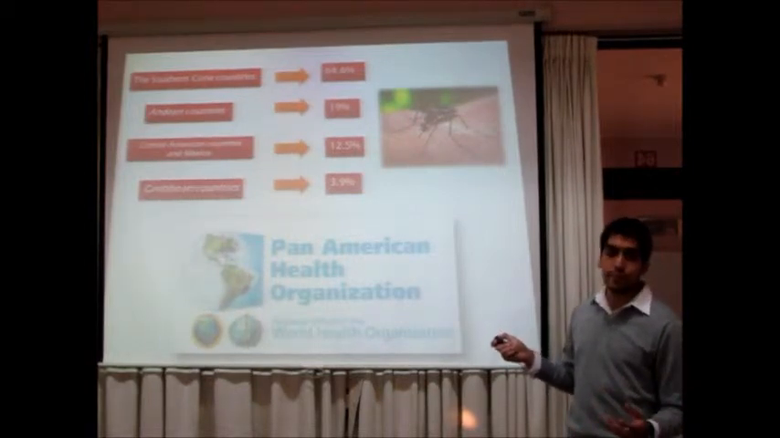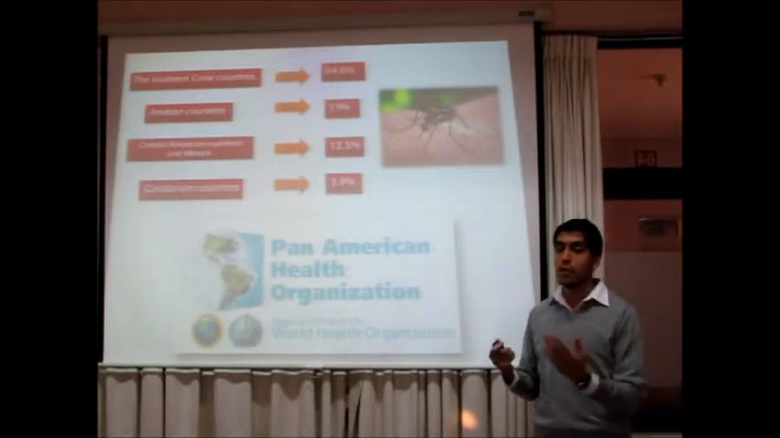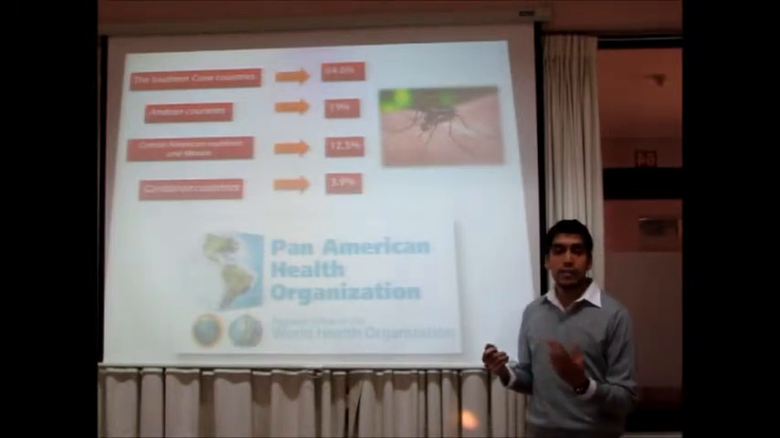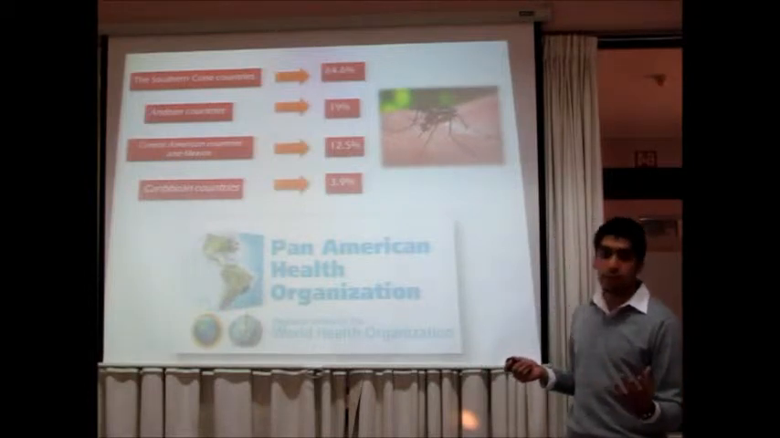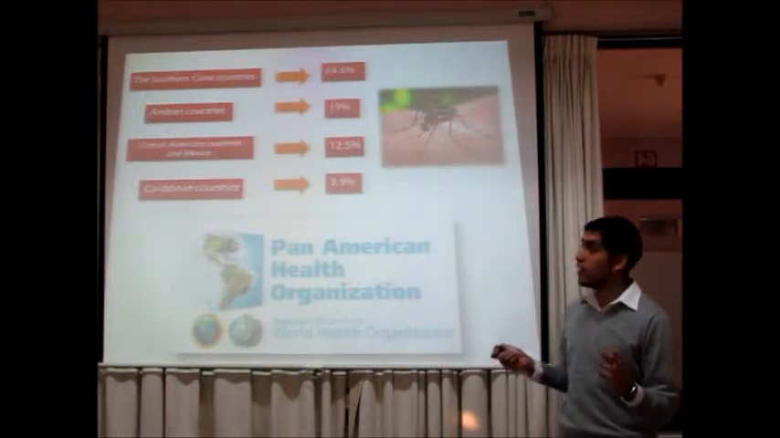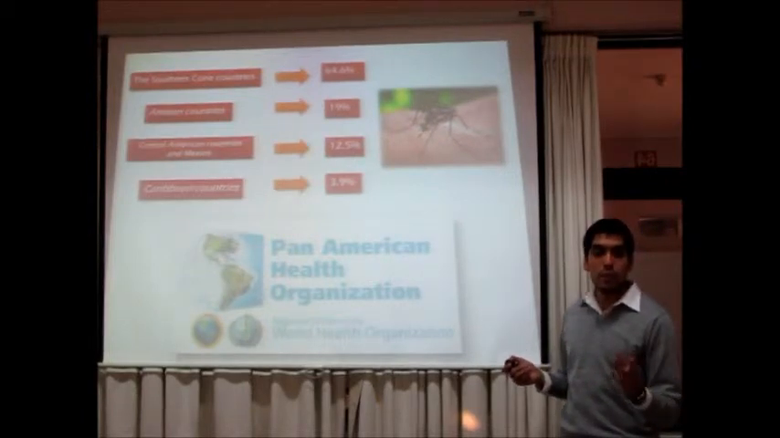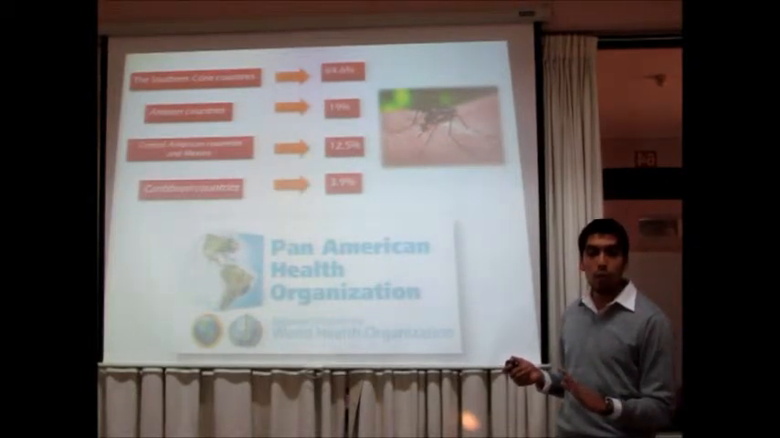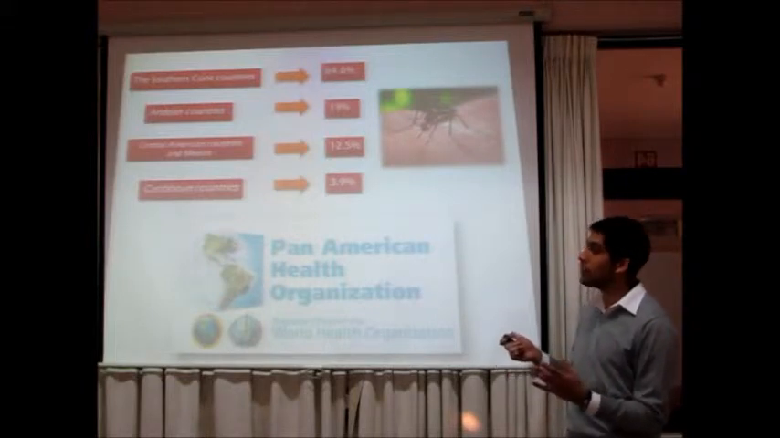Andean countries. This region includes Bolivia, Colombia, Ecuador, Peru, and Venezuela. There were 19% of dengue cases in the Americas in the same period, including 306 deaths in the subregion. Colombia and Venezuela have most cases in the subregion, and Colombia had the most dengue deaths of the subregion.